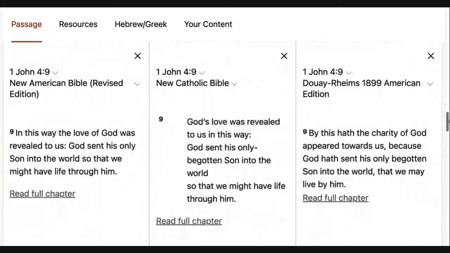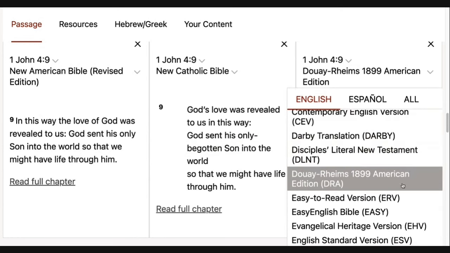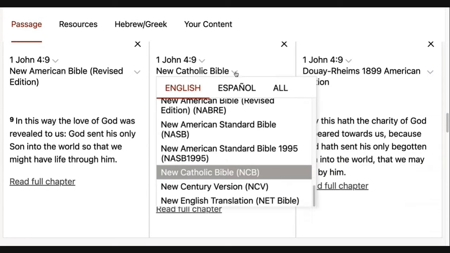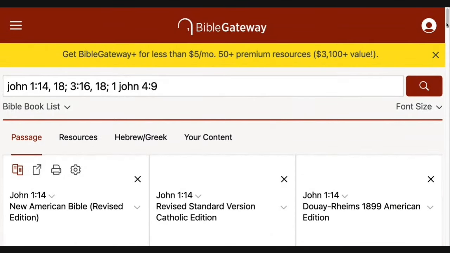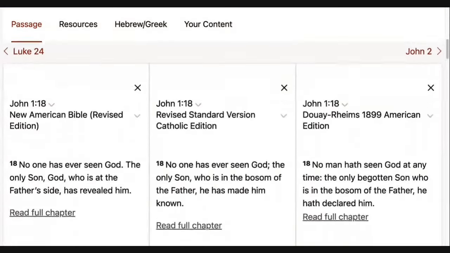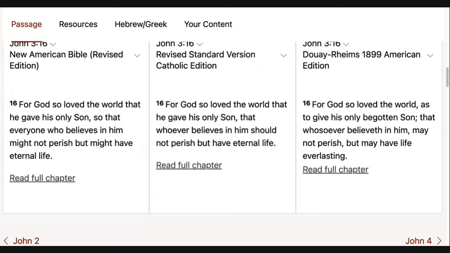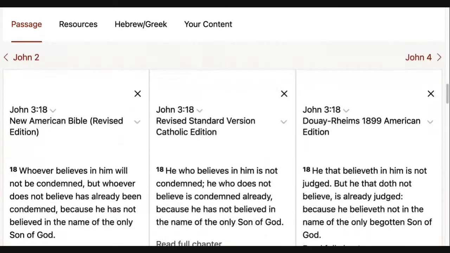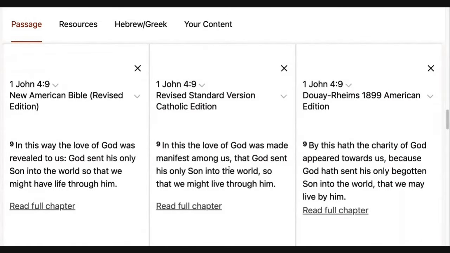What about 1 John 4:9? Here, Catholic Bible says only begotten son. Hooray! New American Bible, his only son. Douay-Rheims, only begotten son. Now let's look at the Revised Standard Version, Catholic edition, shall we? Here it is, Catholic edition, right? Revised Standard Version, Catholic Edition, only son, no begotten. John 3:16, Revised Standard Version, Catholic, only son. 3:18, only son. 1 John 4:9, Revised Standard Version, Catholic Edition, only son.